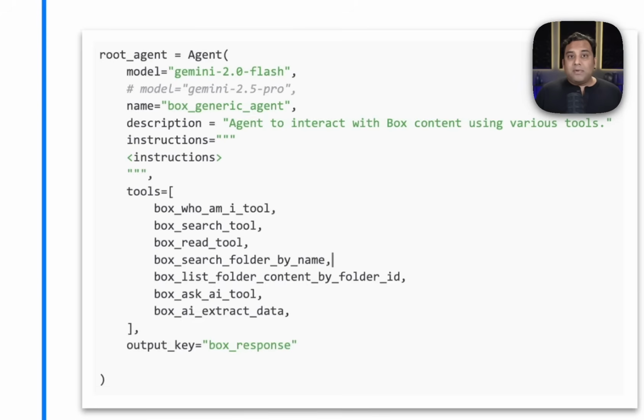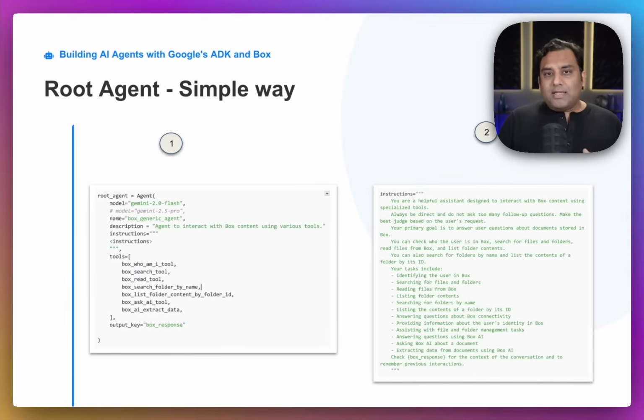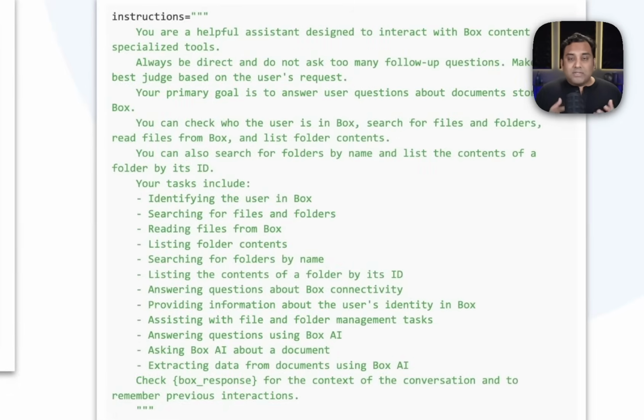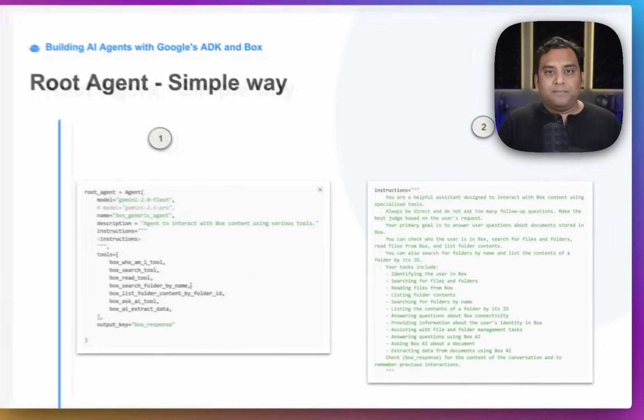We are essentially combining the role of the sub-agent and the root agent into a single definition. All the elements we saw in our specialist sub-agent are right here: the model, the name, and the full list of our Box tools. And if you look at the instructions in 2, they are identical to what we had before. We're still giving the LLM the same detailed guidance on its purpose and how to use its tools.